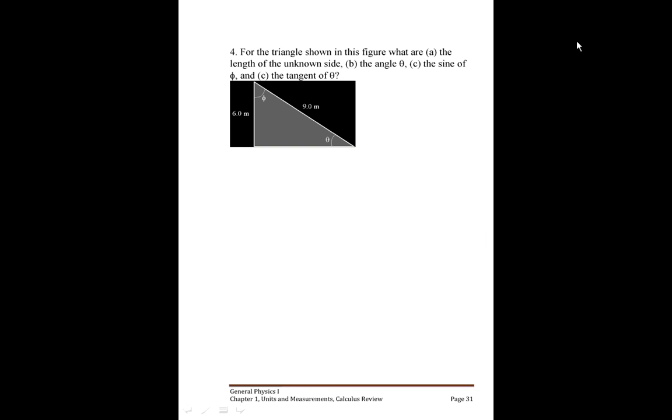So for the triangle shown in this figure, what are the length of the unknown side, the angle theta, the sine theta, and the tangent of theta? All right, so just to remind you of our mnemonic, SOHCAHTOA. All right, and that tells us what sine, cosine, and tangent are.